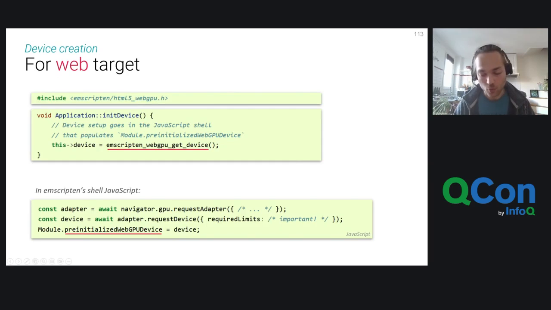Just also a quick note for the initialization of the device. In the case of the web target, it is handled on the JavaScript side. So instead of doing all this, you will just use the Emscripten WebGPU get device function that is provided by Emscripten and do the initialization on the JavaScript side. Something to keep in mind for portability if you want to target web, of course.